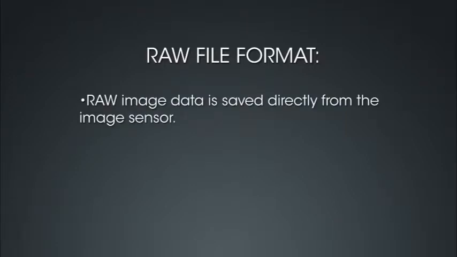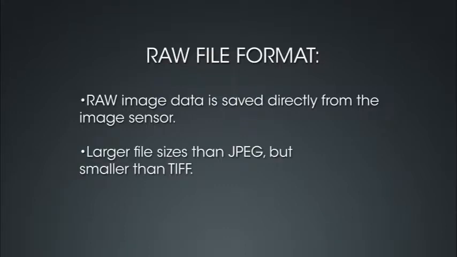RAW files are not actually image files. They're actually the RAW data saved to the memory card directly from the image sensor. This means that RAW files must be processed on the computer before they're printed. Next, RAW file sizes are considerably larger than JPEG files, but smaller than TIFF files. RAW files have a much broader range of tones, shadow and highlight areas have more detail than other image files, and you can extensively edit RAW files without losing image data.